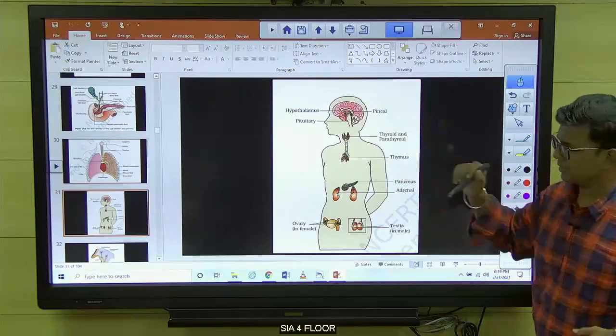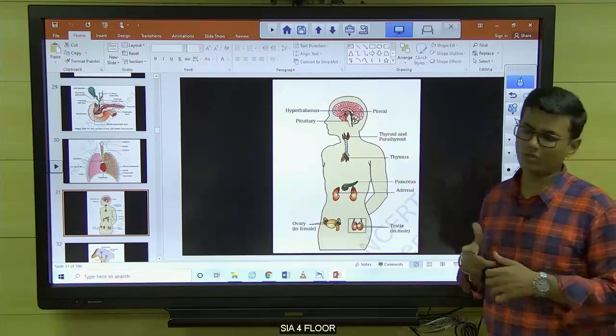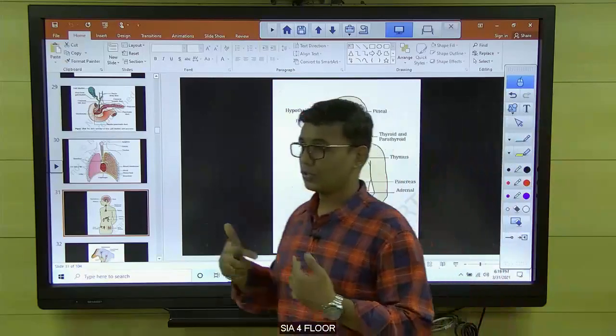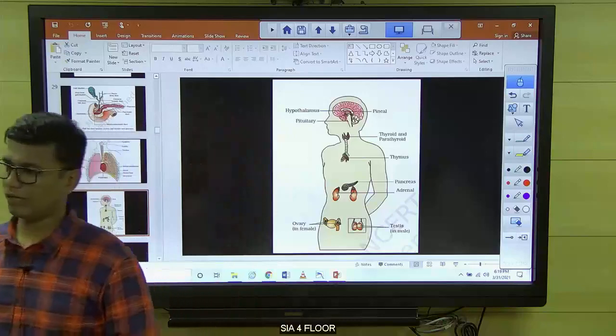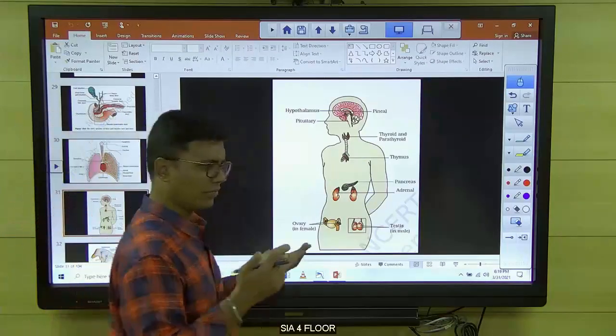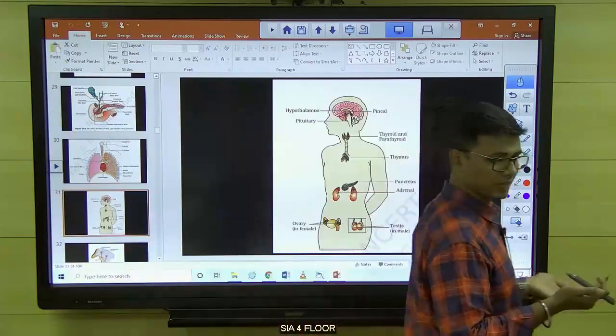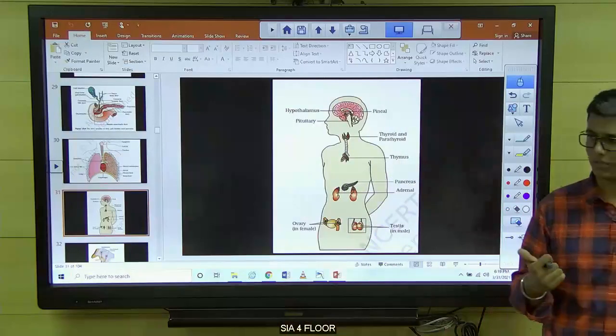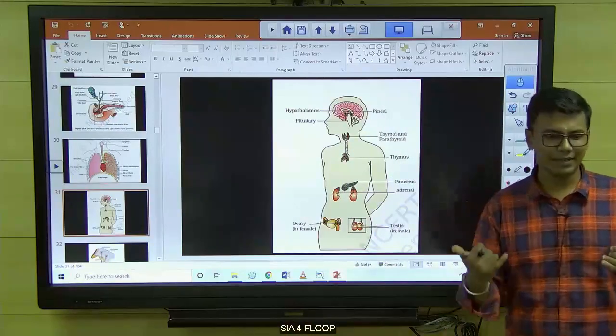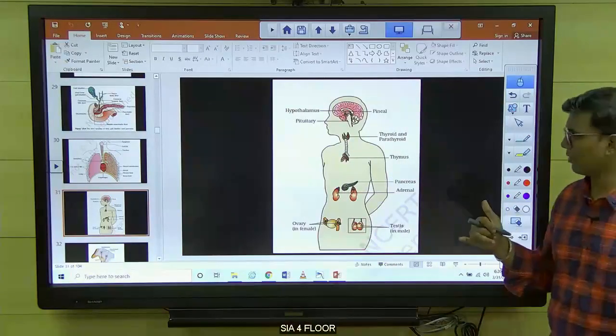First thing, hypothalamus, that is brain. We know that brain is the control center, which means hypothalamus releases two types of materials. One set of material promotes hormone secretion, the other set inhibits hormone secretion. Both the promoting and inhibiting hormones are secreted by hypothalamus.